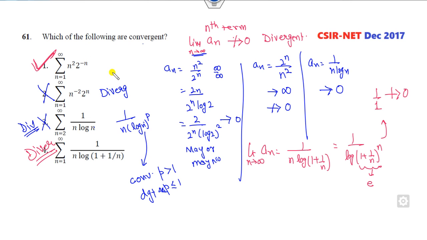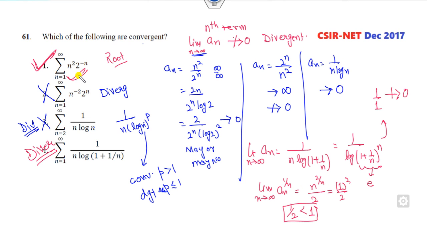So which may or may not be convergent. You can apply the root test or you can apply the ratio test. If I take here, how can you do that? If I take the limit as n approaches infinity of a_n to the power 1 by n, that is the root test. So it is here over 2. So what is that? This is 1 over 2, that is 1 by 2, which is less than 1. So it means this is convergent.